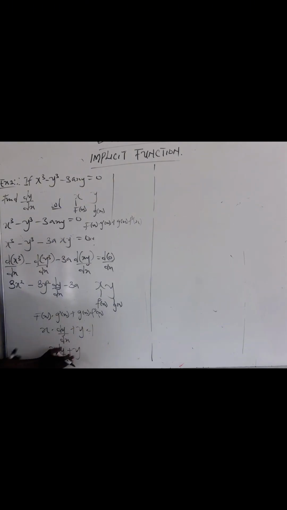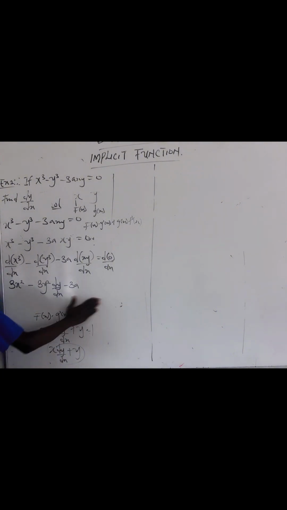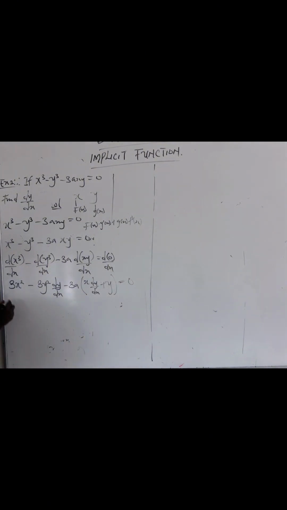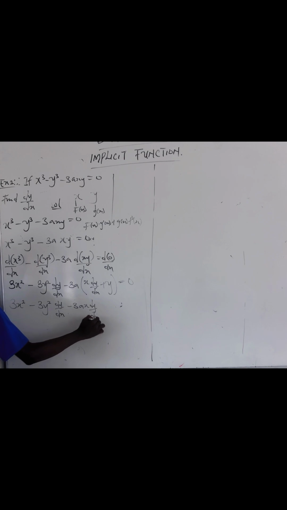So, I'm going to bring the whole of this to this place now. That is, we are going to have minus 3a into bracket s dy over ds plus y is equal to 0. So, which is going to be 3s squared minus 3y squared dy over ds. Use this to open the bracket, which is going to be minus 3as dy over ds, minus times plus, minus 3ay is equal to 0.